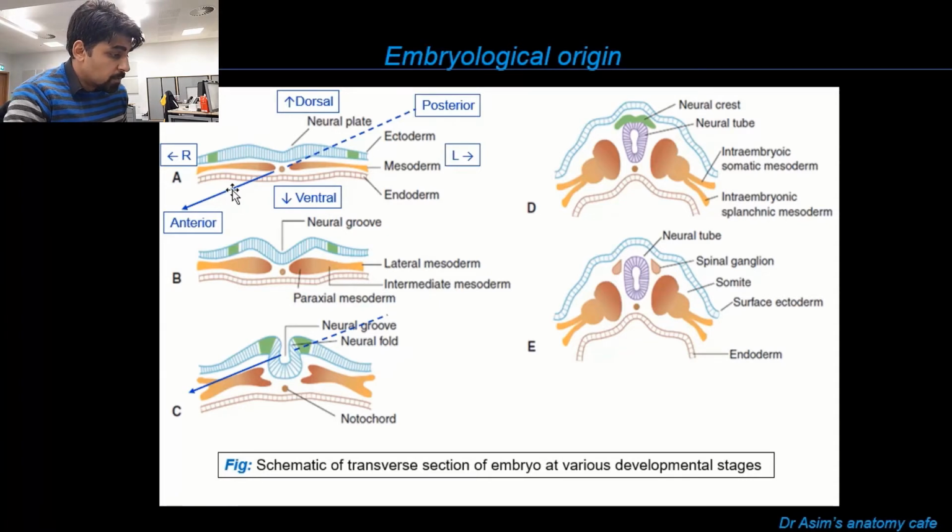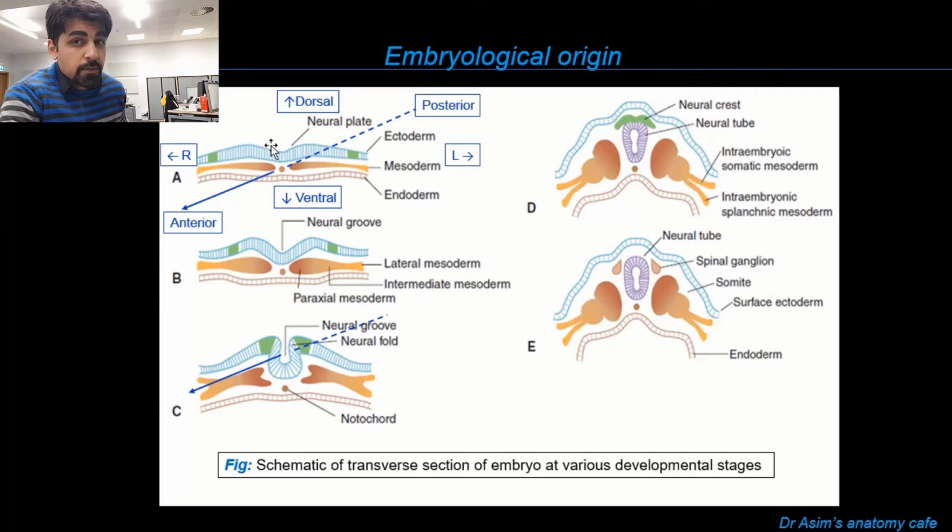The endoderm is going to line the gastrointestinal tract. Therefore, this would be the anterior or the ventral aspect of the human embryo, while this would be, obviously, as we discussed, the dorsal aspect or the back of the human embryo.